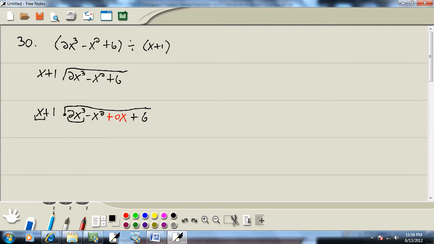You ask yourself what times x gives you 2x to the third, and that would be 2x squared. Now whatever we put up on top there, we multiply by what's out in front. So we're going to take 2x squared times x plus 1. And that's 2x squared times x gives us 2x to the third. 2x squared times 1 gives us 2x squared. So I got 2x to the third plus 2x squared. Now we're going to subtract that line, which means we'll flip the signs. So this becomes negative, and this becomes negative.